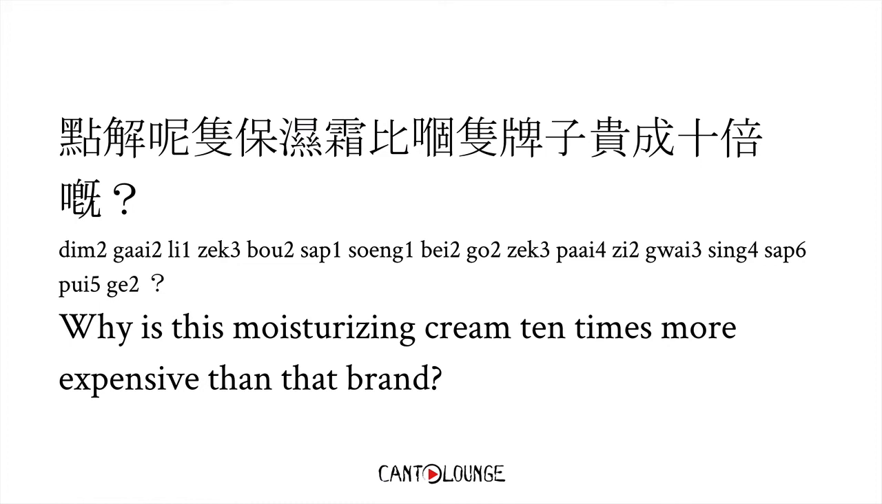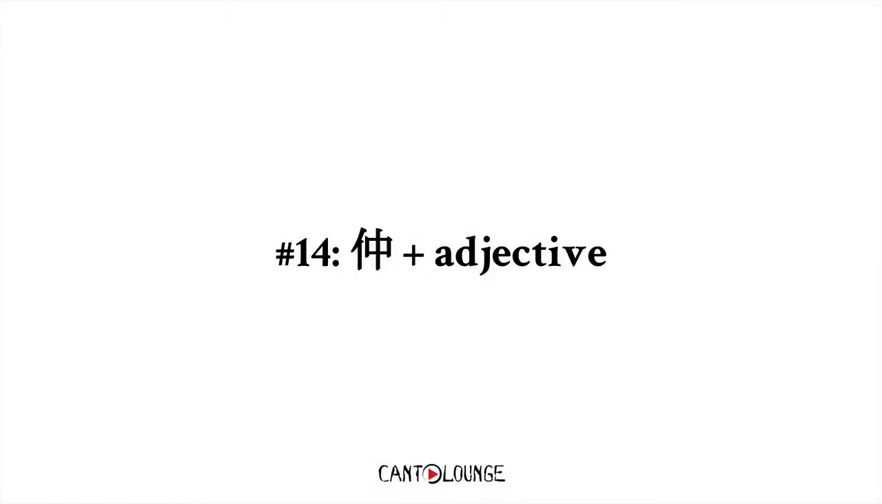Oh, by the way, 成 is another comparison-related word. 成 means up to, right? Why is it up to 10 times more expensive than the other? Interestingly enough, we don't have another one for down to at the other side of the spectrum. Anyway, continuing, we have number 15, 仲 plus adjective.